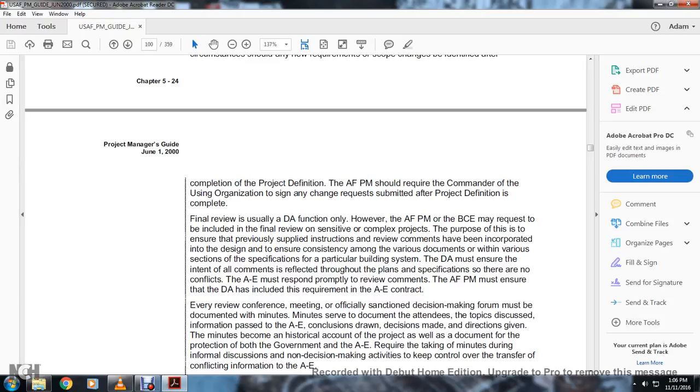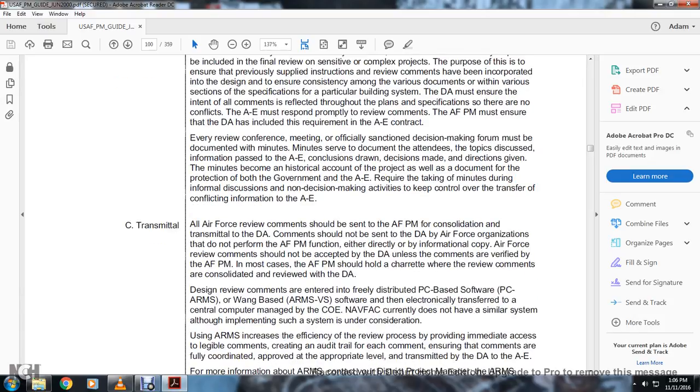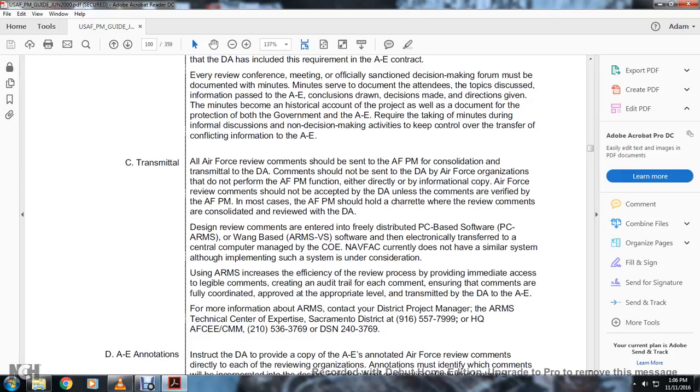The DA must ensure the intent of the comments is reflected through all the plans and specifications, so that there are no conflicts. The architectural engineer must promptly review the comments with the Air Force management program. Ensure the Department of the Army is included with the architectural engineering. At every review conference meeting, the official decision maker should document the minutes, which record the topics discussed, the information passed, the architectural engineering conclusions, and the decisions made with the direction given. The minutes become the historical account of the project and protect both the government and the architectural engineer. Take minutes during informal decision and non-decision making activities to keep control over the transfer of conflicting information.